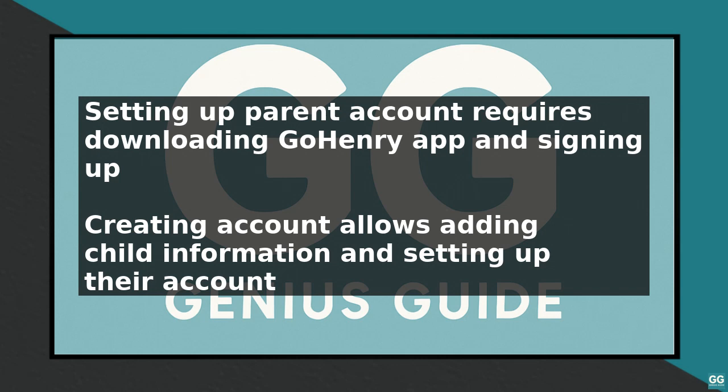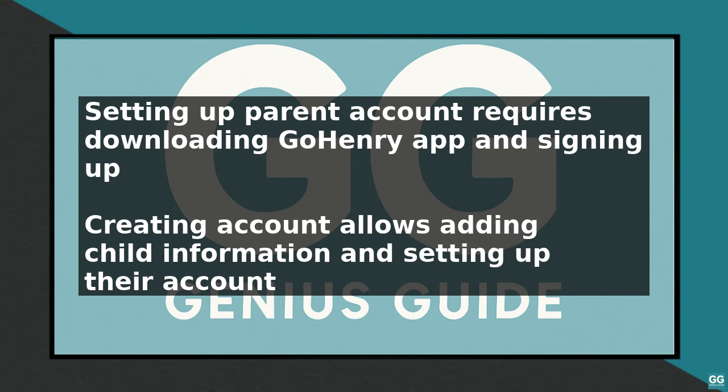First, let's start with setting up your parent account. To do this, you will need to download the GoHenry app and sign up for an account. Once you have created your account, you will need to add your child's information and set up their account. You can add multiple children to your account, making it easy to manage their finances in one place.